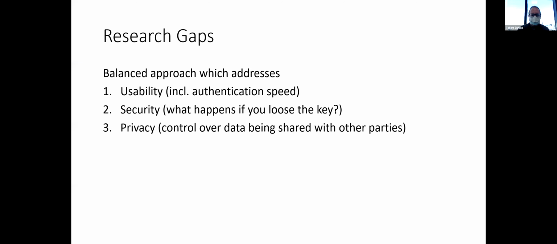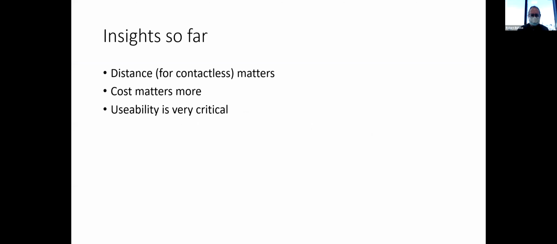Still going forward. So from a research gap overview, it is certainly the crossover between usability, security, and privacy. And in terms of security, one of the main challenges is what happens if you lose the magic key that unlocks everything. An insight so far that I gained from initial experiments is that distance matters a lot. From an uptake perspective, it's driving down the costs, which is an engineering and mass production issue, and usability is extremely critical.